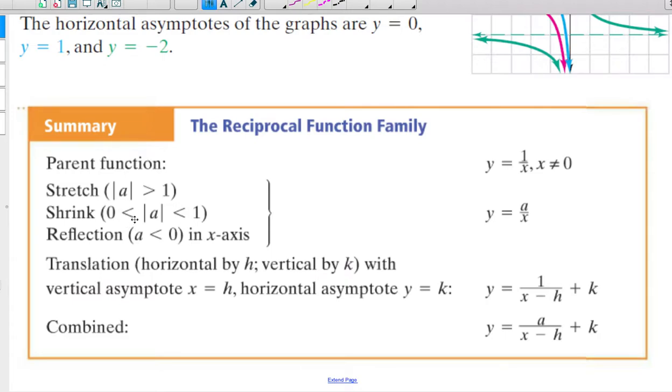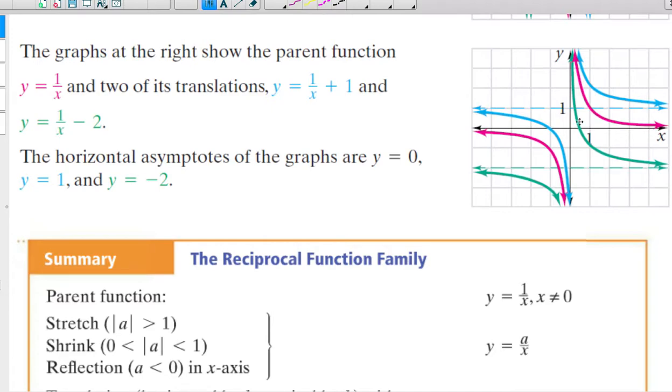Now, the reason I should have said between 0 and 1 is because less than 1 could include negative numbers. Well, if it's negative, it's going to go across the x-axis, it flips. The parent function is in quadrants 1 and 3, but if you reflect it, you have a negative a, then it goes to quadrants 2 and 4.